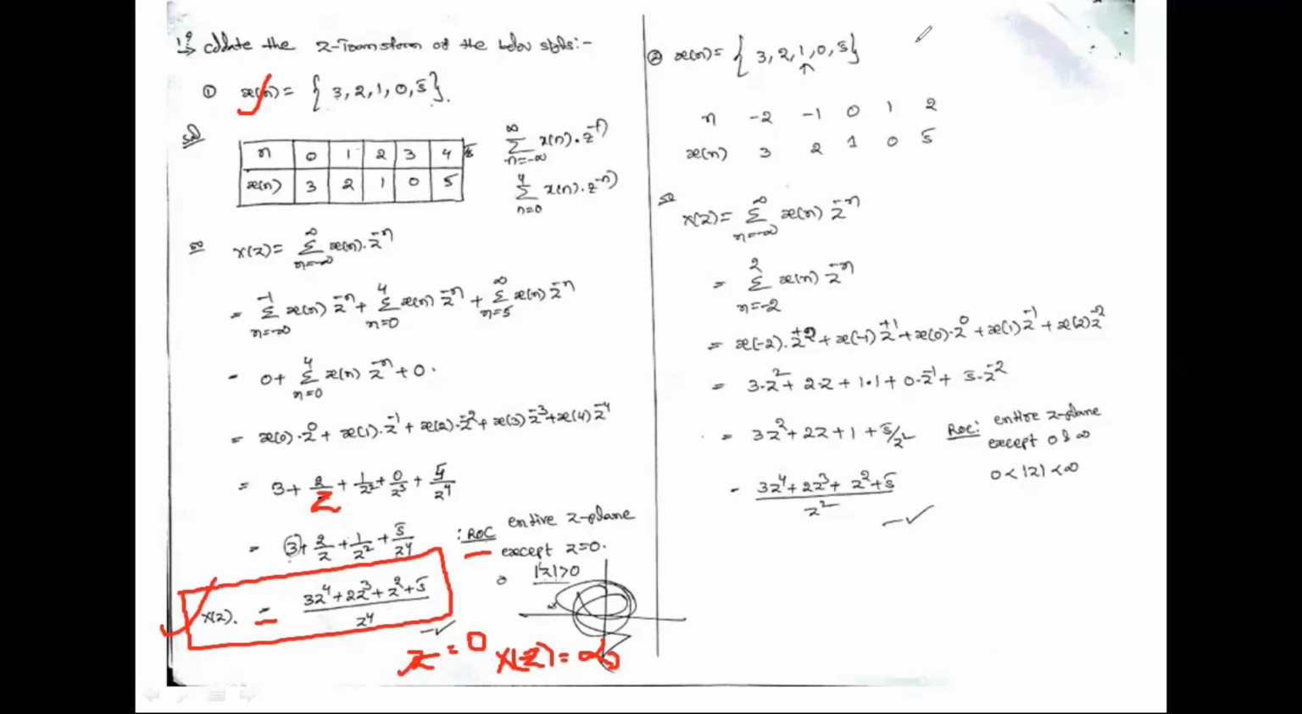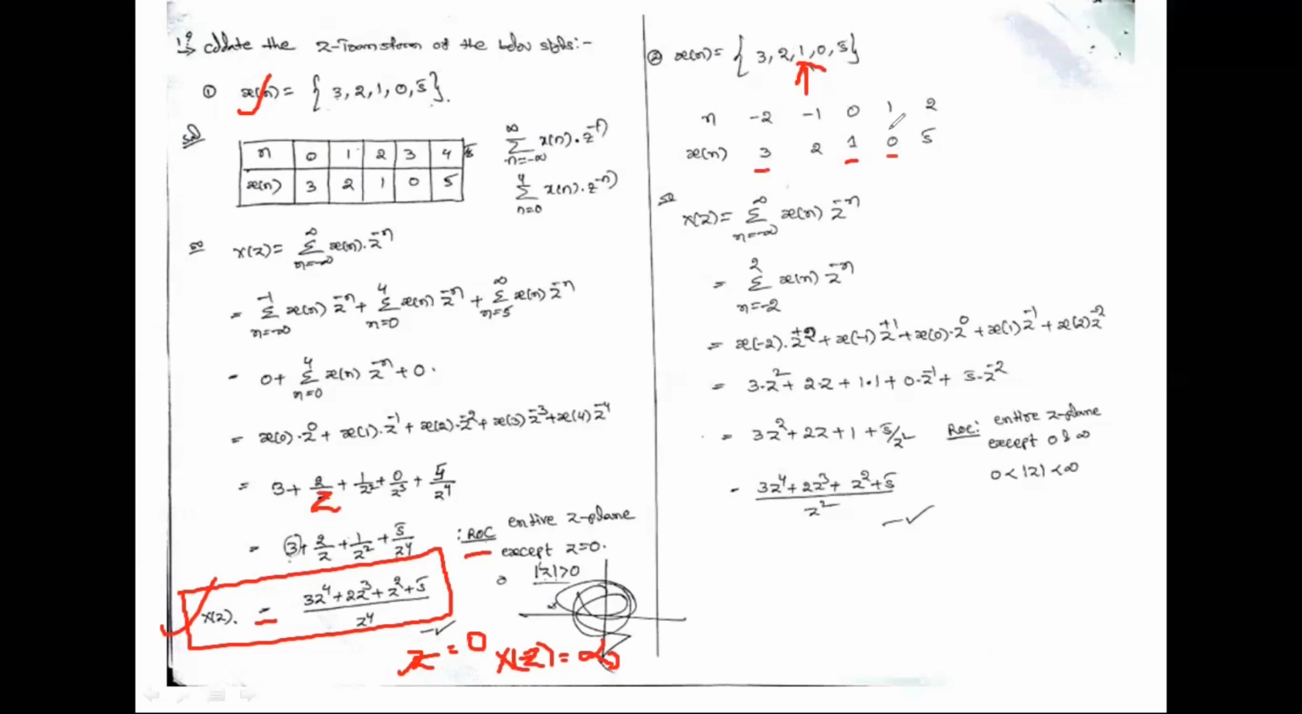Got it? The second one, another sequence is there: 3, 2, 1, and 0. An arrow mark is given here. This arrow mark represents that this value is n is equal to 0. See here. At n is equal to 0, the value is 1. At n is equal to minus 1, the value is 2. At n is equal to minus 2, the value is 3.